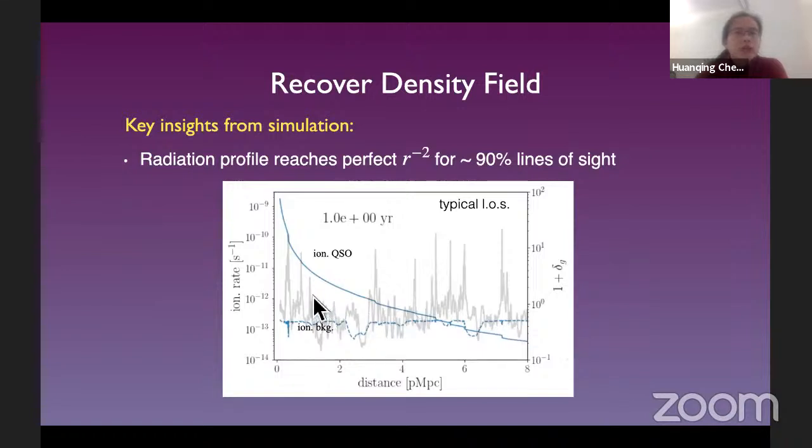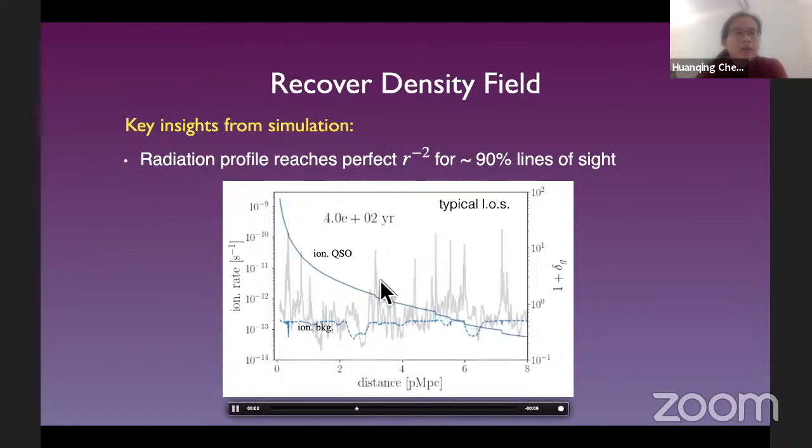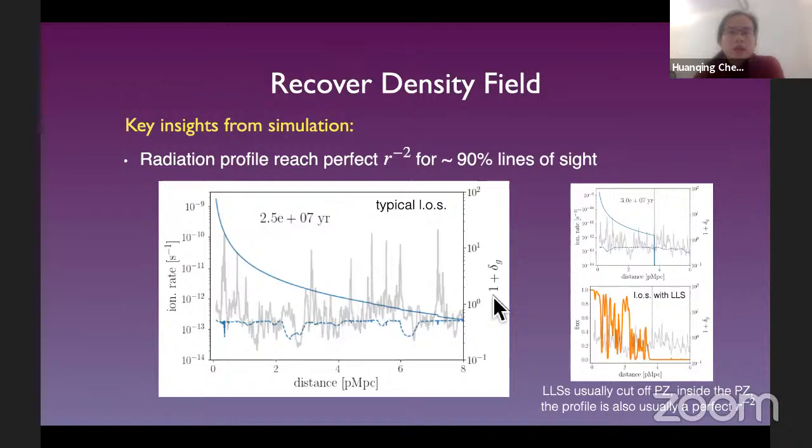For example, in this typical sight line, at first the cosmological filaments may attenuate the radiation from the quasar a bit, but because of the brightness of the quasar, these structures will be ionized in no time to be completely transparent. As you can see, within thousands of years, the profile within the four physical megaparsecs from the quasar reaches a perfect R to the minus two power shape. And also the radiation field from the quasar is at least an order of magnitude larger than the ionization background created by the galaxies.